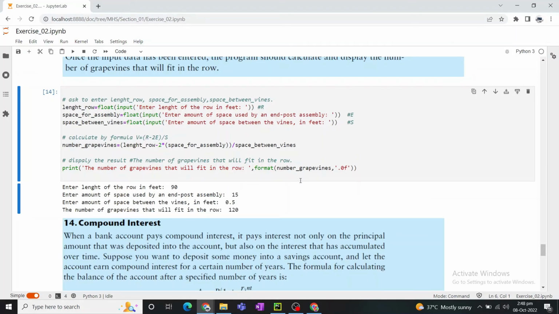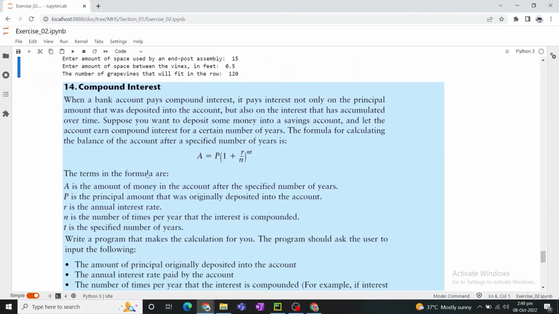So when I press enter, we can see the total number of grapevines that will fit in the row is 120. So we can fit 120 grapevines in each row, with the row length being 90 feet and the space used by the end assembly being 15 feet, right? And we enter the amount of space between the vines in feet, that is 0.5, and so the total number that we obtain is 120.